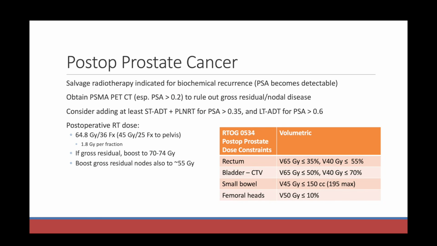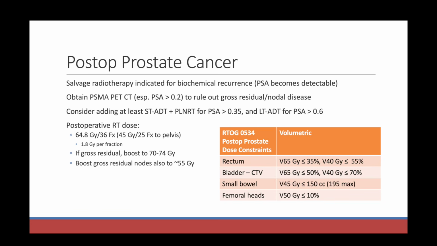You may be asked about indications for post-operative prostate cancer. And remember, after surgery, even if patients have a positive margin or certain risk factors, the recommendation is to monitor their post-op PSA and only treat with salvage radiotherapy if they have a true biochemical recurrence and their PSA either never becomes undetectable or it starts to become detectable. If PSA starts to become detectable, you can consider getting a PSMA PET scan, especially if patients have a PSA of over 0.2.